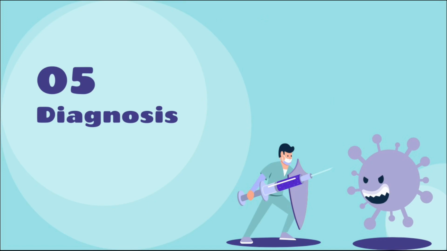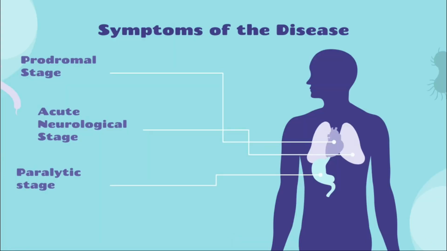5. Diagnosis. Rabies symptoms vary according to the stage of illness. Rabies develops in multiple phases, and symptoms may not appear right away after being exposed to the virus. The incubation period, or the time between the virus exposure and symptom manifestation, can be anywhere from a few days to months. Once symptoms show, rabies is nearly invariably lethal.